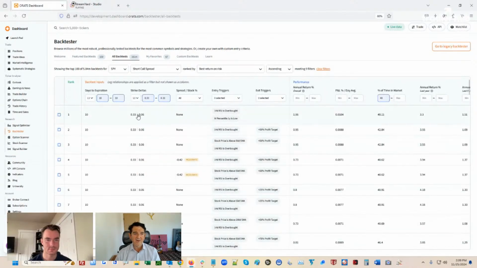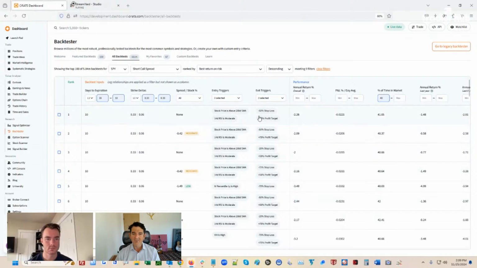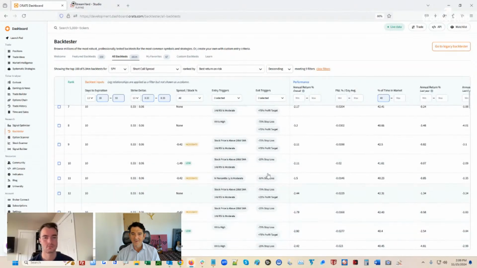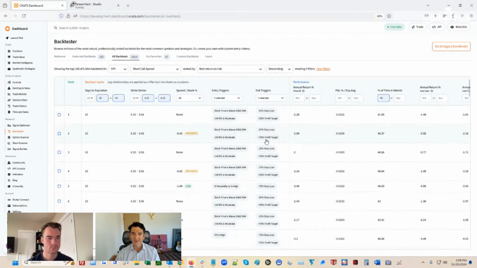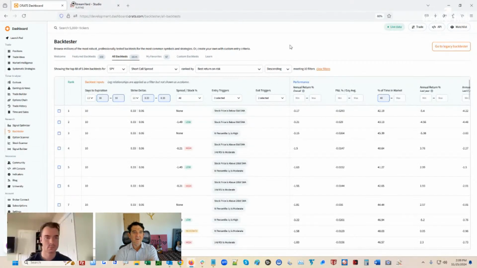Now there are still a few in here, and so far the top ones look pretty good. If we sort these in descending order, then we can see how the poorest ones do. This one doesn't do that well, but it has a really tight stop loss and profit target. A lot of these poor ones have really tight stop losses. So I'm going to set the profit target and stop loss to none. This is a pretty constrained test.